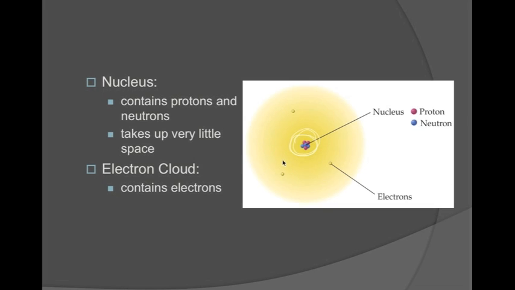Remember, we can't specifically point to where the electron is, but we say that it's in an area, and that area is going to be our electron cloud. And it takes up really the most space in the atom. The nucleus is very small and tight, but the electron cloud is very large.